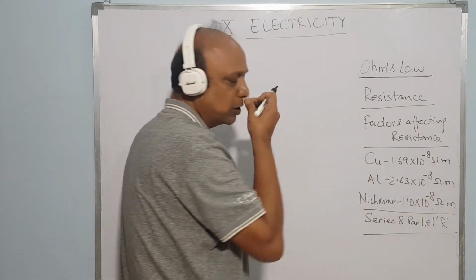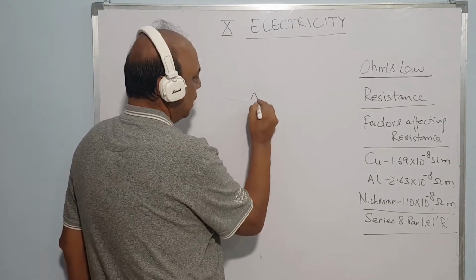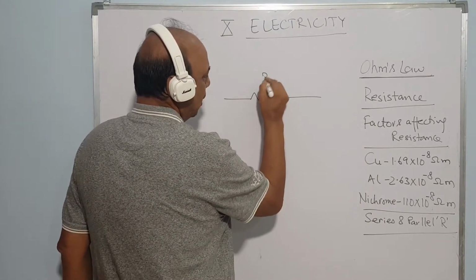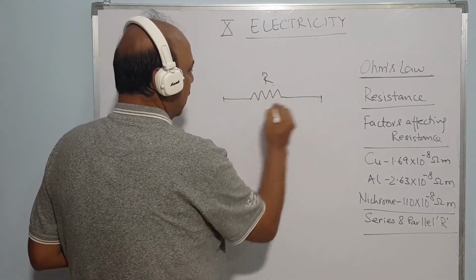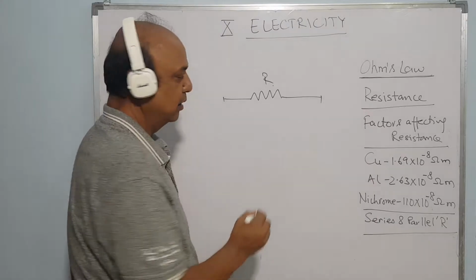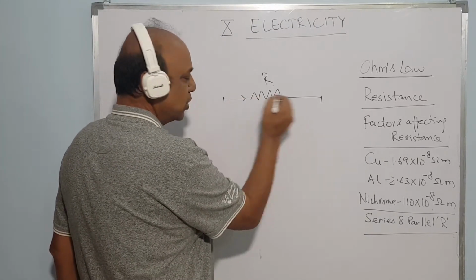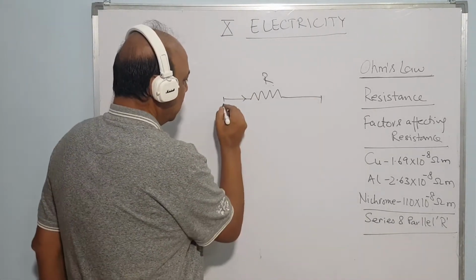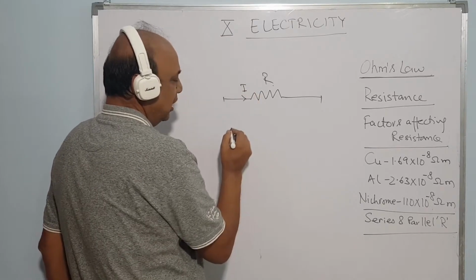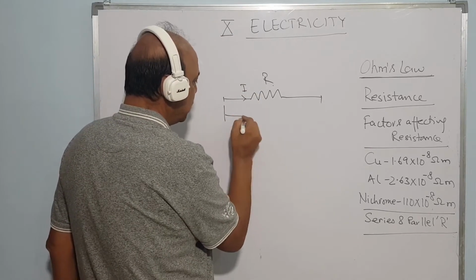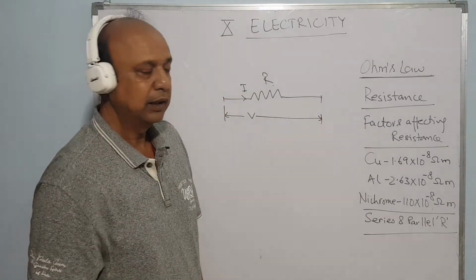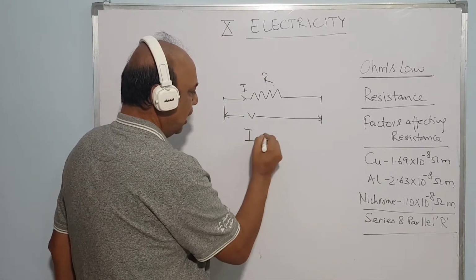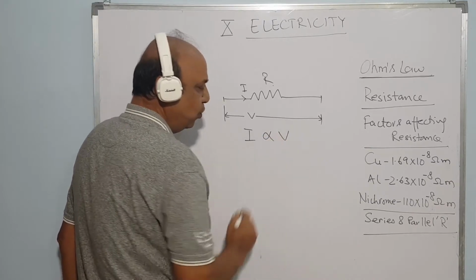What does Ohm's law state? In a circuit, the current flowing across any two terminals, that is I, is proportional to the potential difference, that is V, across these two terminals. That means I is directly proportional to V.